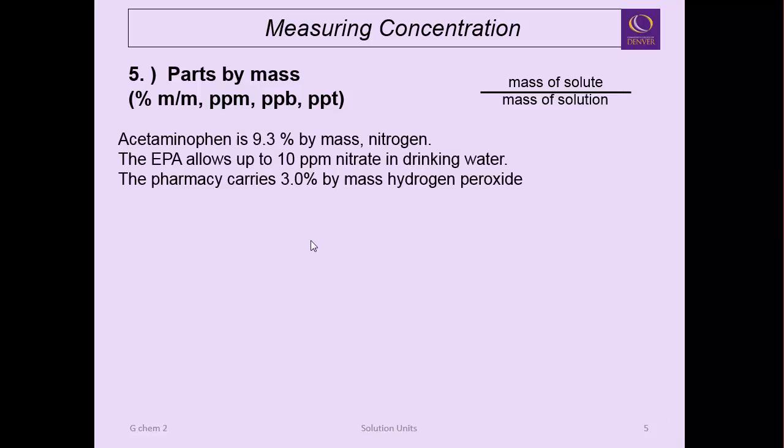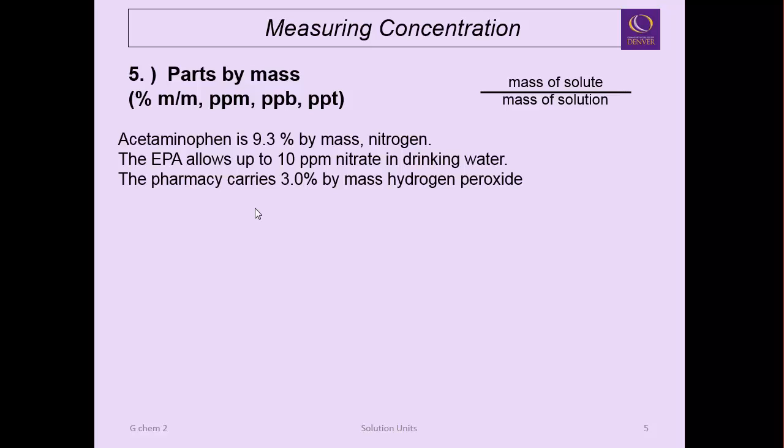So for example, you talk about a chemical like acetaminophen. Of the carbon, hydrogen, nitrogen, oxygen that make this compound, 9.3% by mass of any acetaminophen is really occupied by nitrogen. And sometimes we use this for identification. These parts per million, billion, and trillion are quite often used in environmental work. For example, the Environmental Protection Agency will allow up to 10 parts per million of nitrate in drinking water. Anything above that would be regulated.